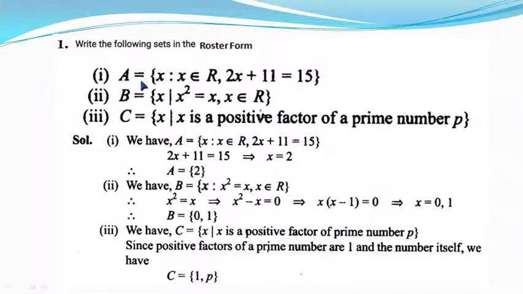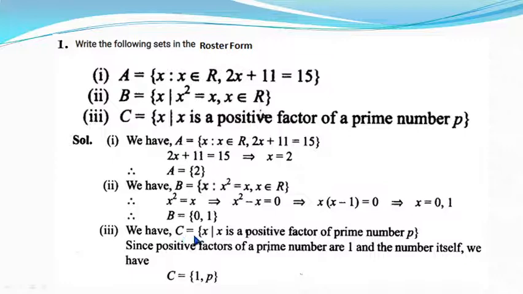First part says A is equal to {x such that x belongs to real numbers and satisfies this equation}. So solve this equation, and after solving we are getting x equal to 2. So A is equal to the singleton set {2}. Second part, B is equal to {x such that x square equal to x and x belongs to again real numbers}. After solving this given equation x square equal to x, we are getting x equal to 0 and 1. So B is equal to {0, 1}.